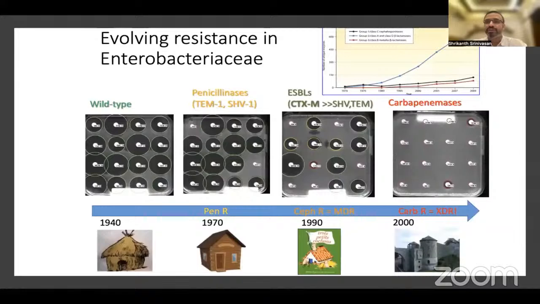If you were to take Enterobacteriaceae as a prime example, since the 1940s, when penicillin was initially discovered, it was totally sensitive. By the 1970s, the bacteria became smarter. They started developing penicillinases, and resistance to penicillin started to come up. By the 1990s, we had extended spectrum beta-lactamase producing organisms, ESBL organisms. And by the year 2000, we have carbapenem resistant bacteria, we have XDR, that is extended drug resistant bacteria, and PDR, pan-drug resistant bacteria.